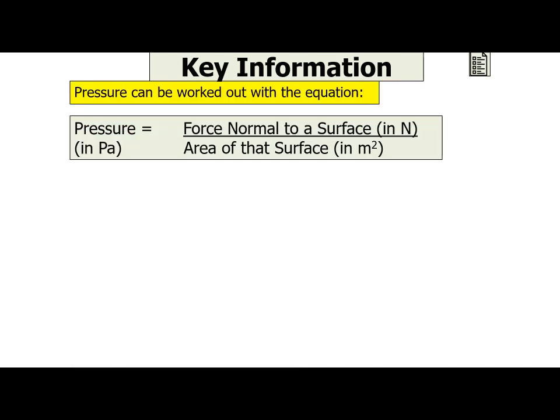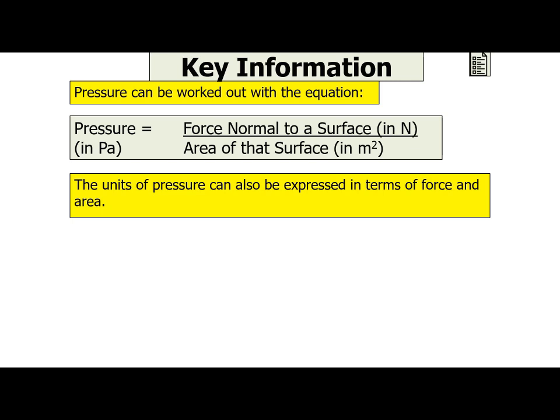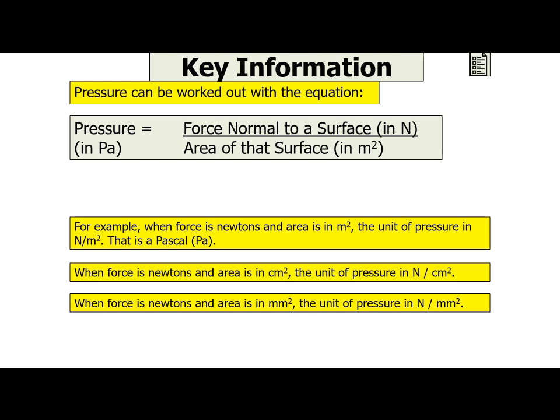Now, we can work out the pressure with the following equation. Pressure in pascals is equal to the force normal to a surface in newtons divided by the area of that surface in meters squared. Now, the units of pressure can also be expressed in terms of force and area. So, for example, when the force is in newtons and the area is in meters squared, we call the unit of pressure the newtons per meter squared, or in this case, the pascal. But when the force is in newtons and the area is in centimeters squared, the unit of pressure is newtons per centimeter squared. And when the force is in newtons and the area is in millimeters squared, the unit of pressure is newtons per millimeter squared.